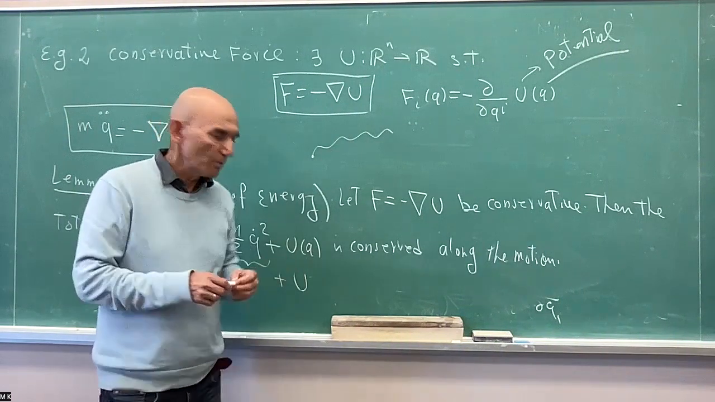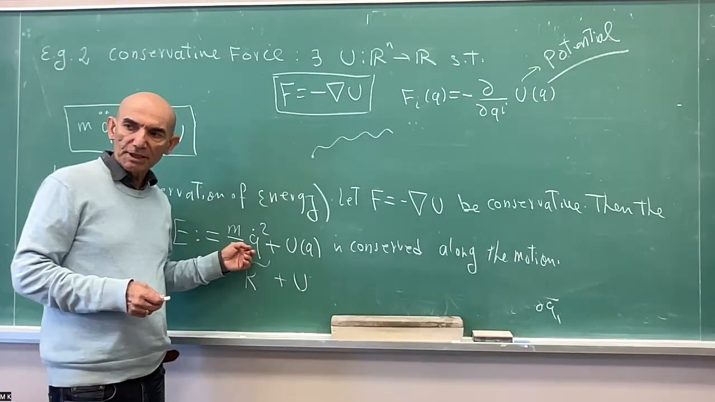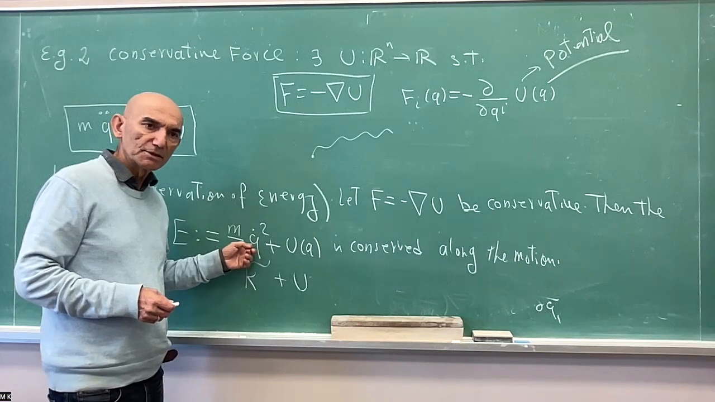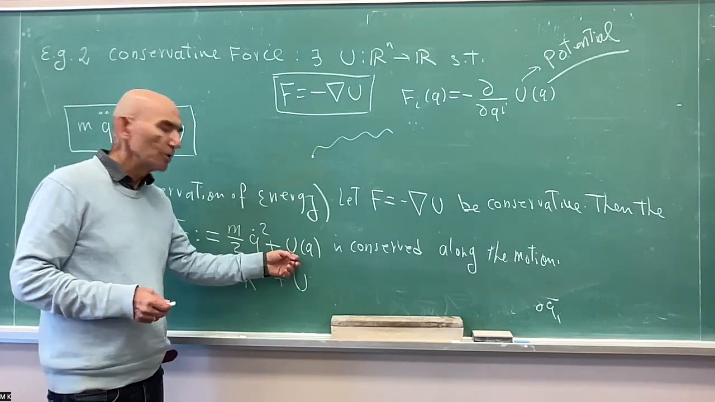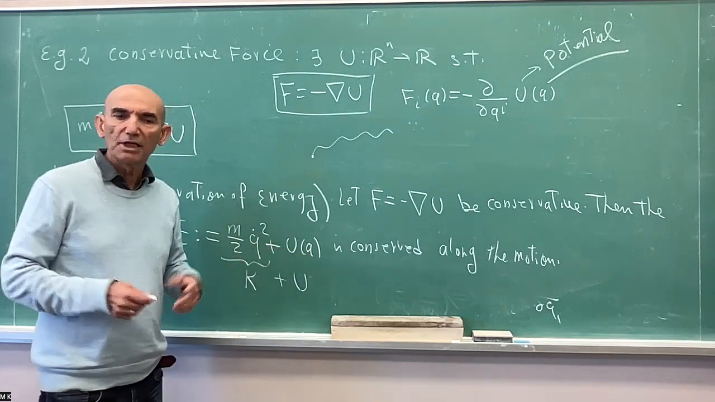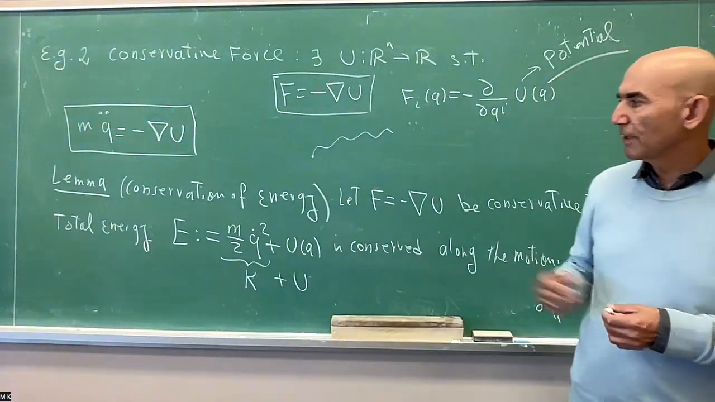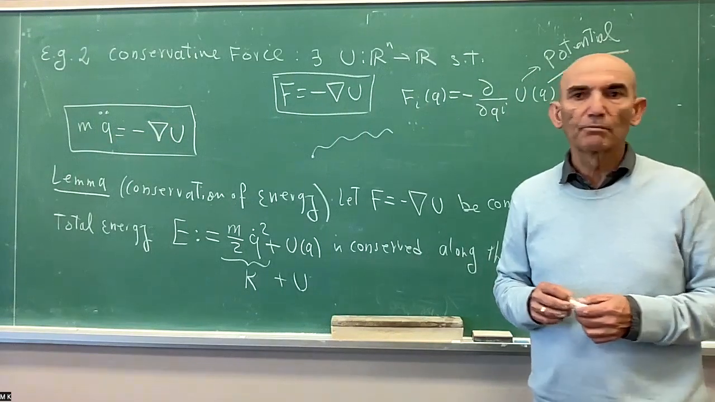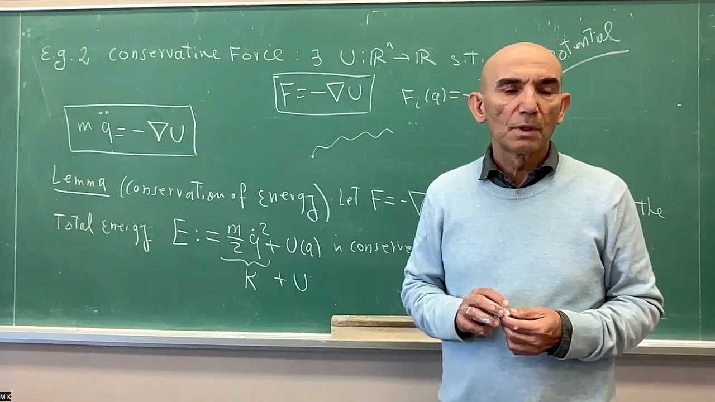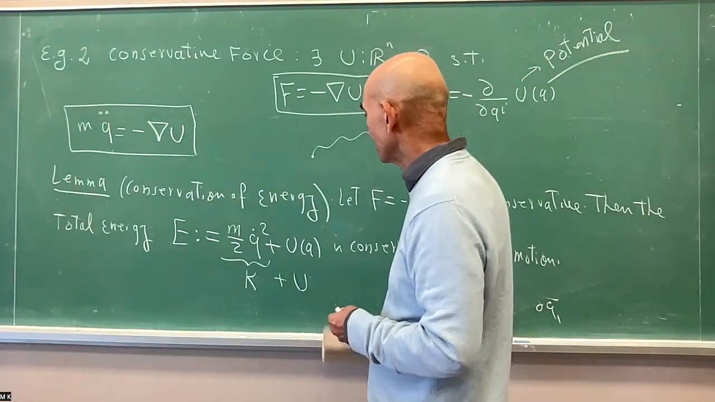So you compute the energy. How do you compute it? It's very easy. You add kinetic energy, which is m over 2 times the velocity squared, plus the potential at that point. This quantity is constant. It doesn't change with time. This is conservation of energy, one of the most fundamental principles of nature. It's an amazing principle.